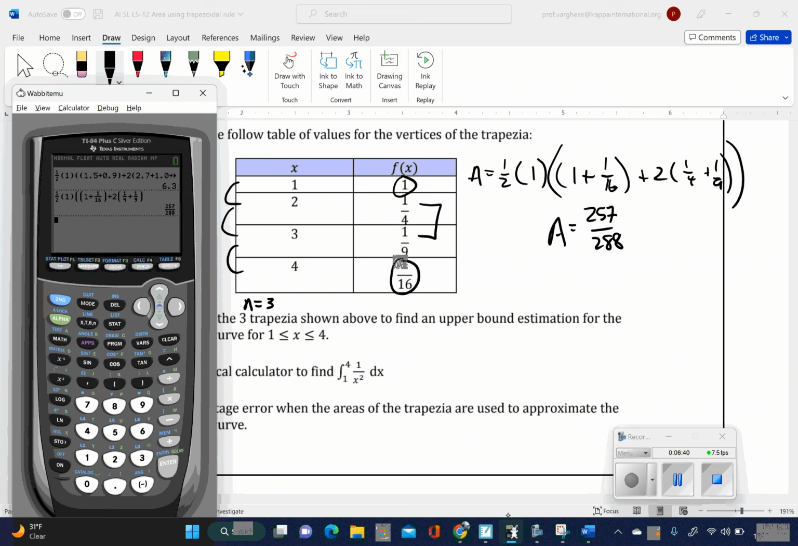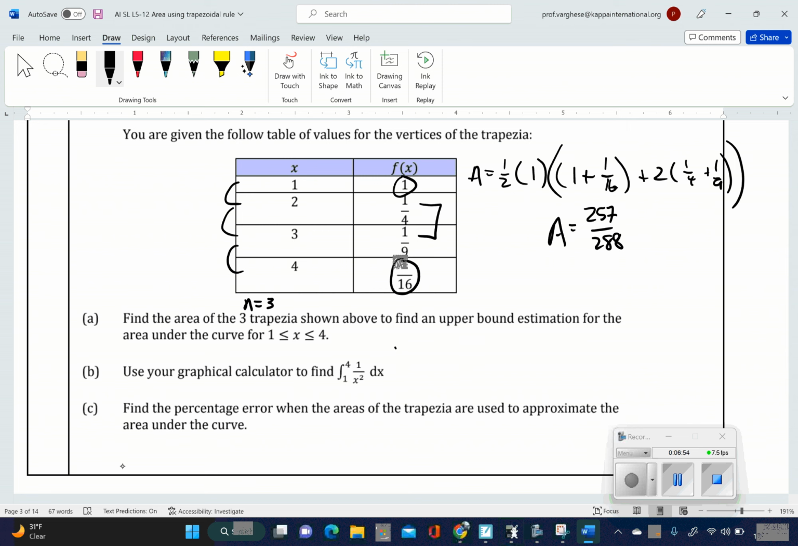Then it says use your graphing calculator, right, to find the integration. Again, I think we've done definite integrals enough. You just hit enter and you get 0.75. So for part B, you should have 0.75 as our answer. All right.